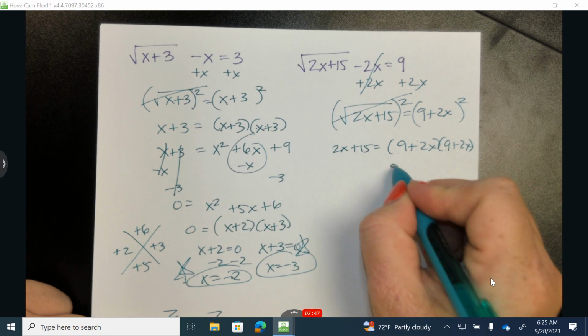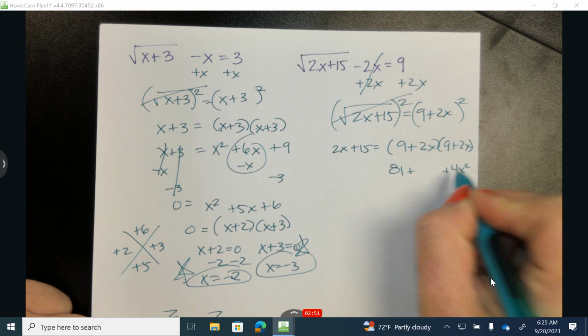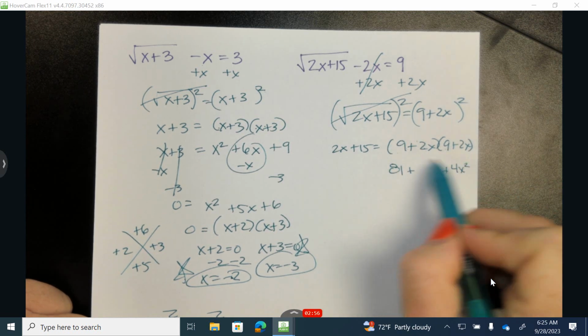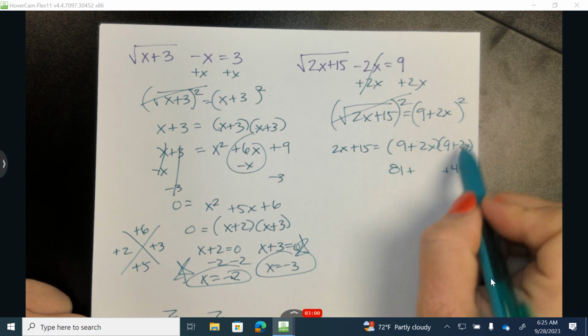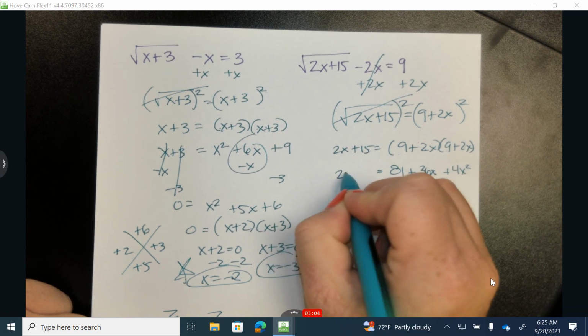I multiply the fronts to get 81. I multiply the backs to get 4x squared. And now I can see the inside is 9x. The outside is 9x. When I combine, I said 9x, excuse me, 18x and 18x. When I combine 18 and 18, I'm left with 36x.